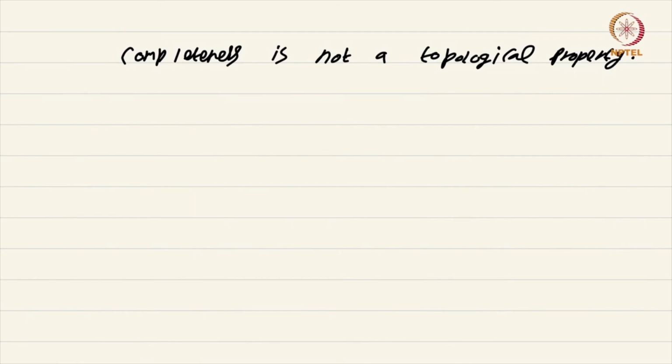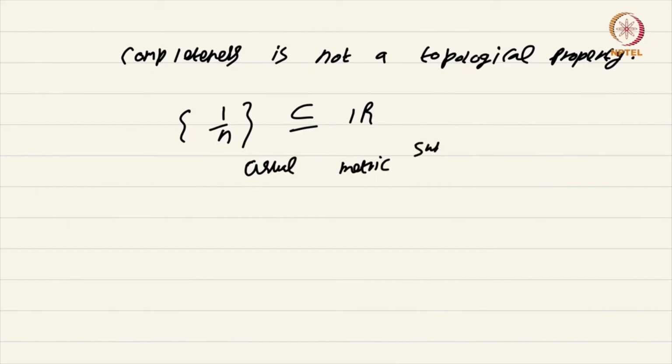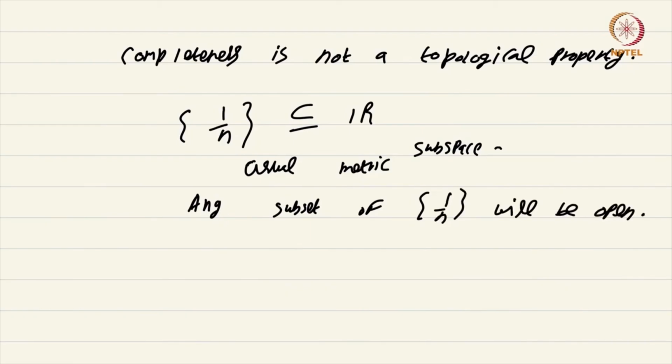To see that, consider the set 1 by n, which is a subset of R, with n coming from the natural numbers. Here you can put the usual metric, that is the subspace metric. Now any subset of 1 by n will be open. This is something that will be utterly easy to see. So what does this tell us?